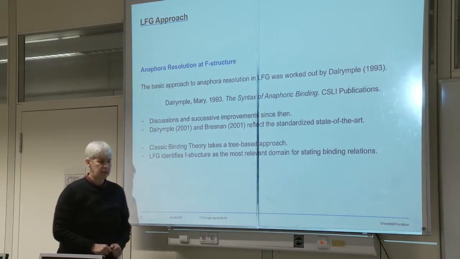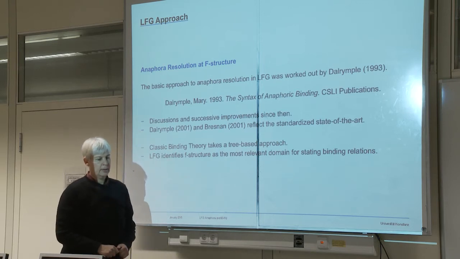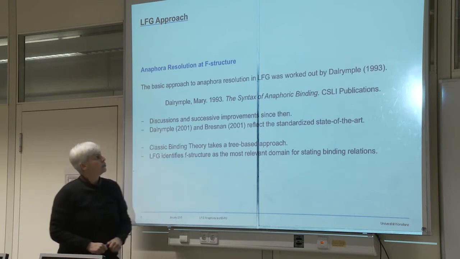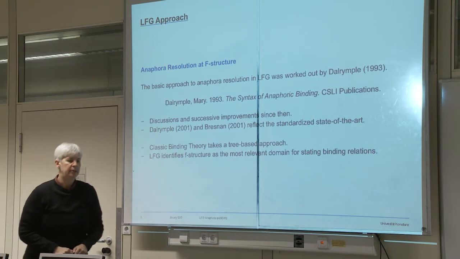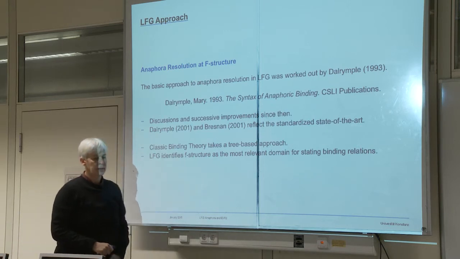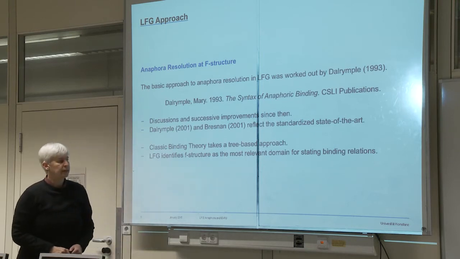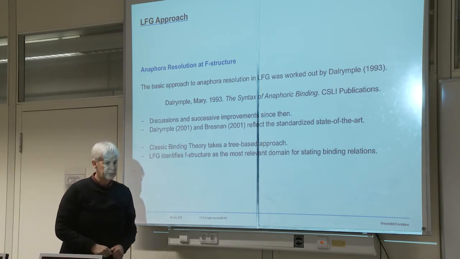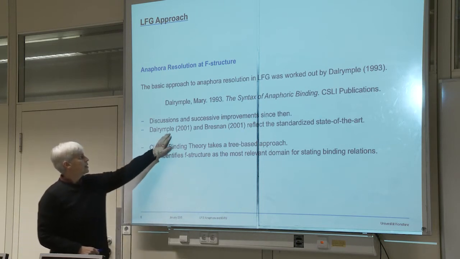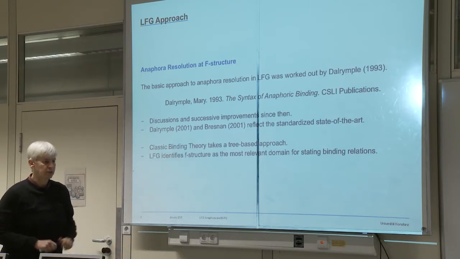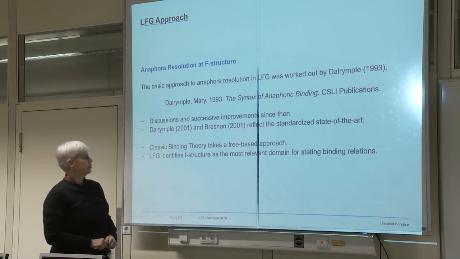F structure is the relevant level of figuring out what binding constraints are. The basic approach, and this is the most landmark publication on this topic, is Mary Dalrymple's dissertation, which was published in 1993. And there's been discussions and successive improvements since then, but the state of the art is as in Dalrymple and Bresnan in 2001. So that's what you should look up if you're just doing basic stuff. But of course, there's much more.